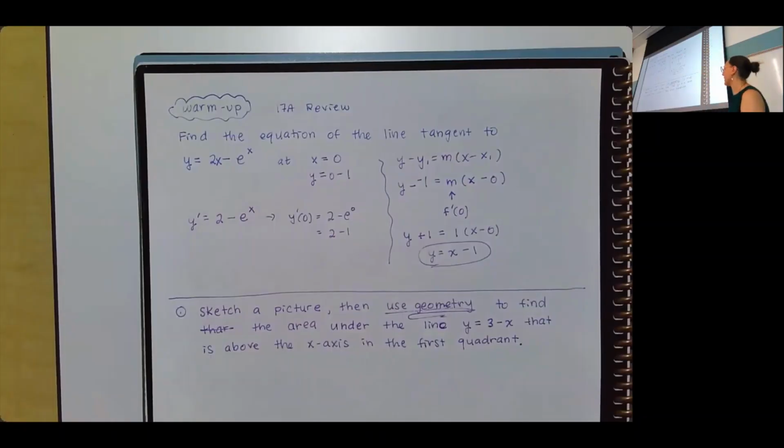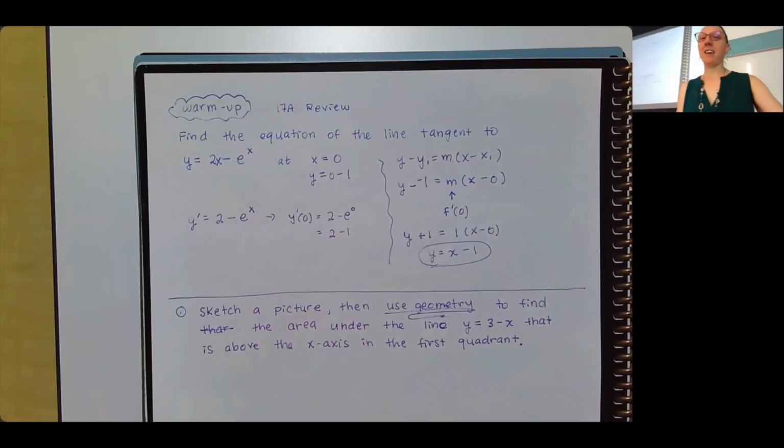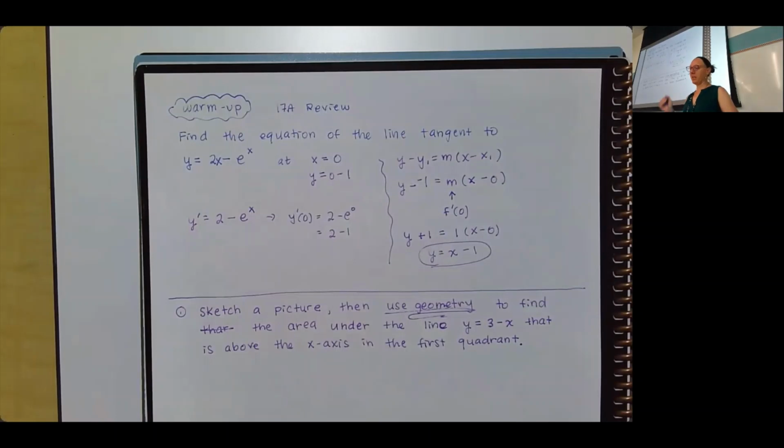I know that was a bunch of words, but I am asking us to sketch a picture, and then we're going to use geometry, not calculus skills. We're going to use geometry to find the area that is under the line y equals 3 minus x, that is also above the x-axis and in the first quadrant. So all I'm going to ask you to do on your paper right now is to just sketch this line.